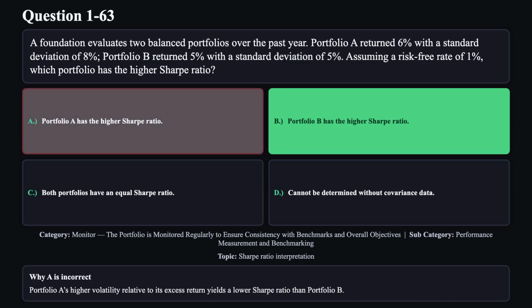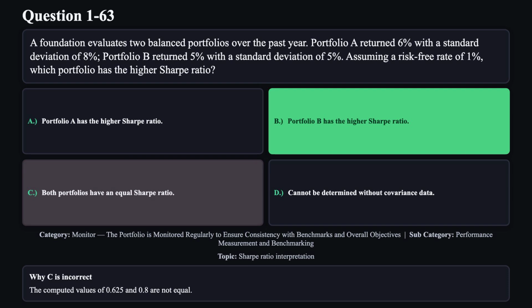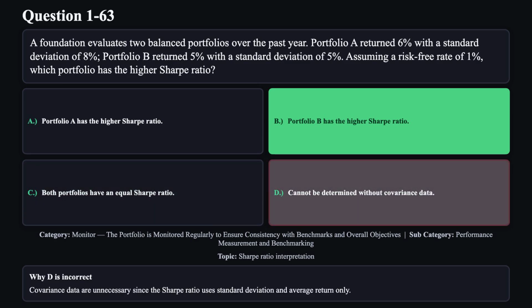Reason A is not correct. Portfolio A's higher volatility relative to its excess return yields a lower Sharpe ratio than Portfolio B. Reason C is not correct. The computed values of 0.625 and 0.8 are not equal. Reason D is not correct. Covariance data are unnecessary since the Sharpe ratio uses standard deviation and average return only.